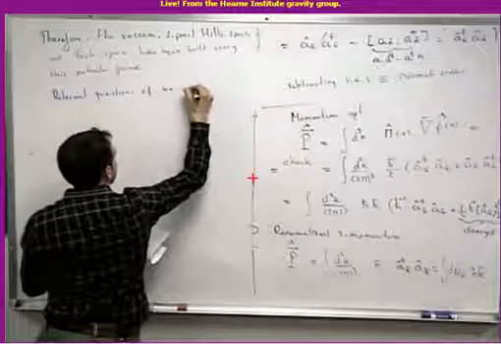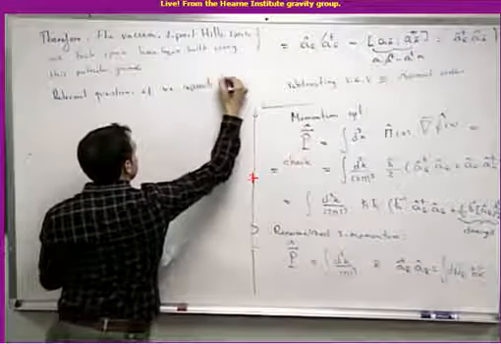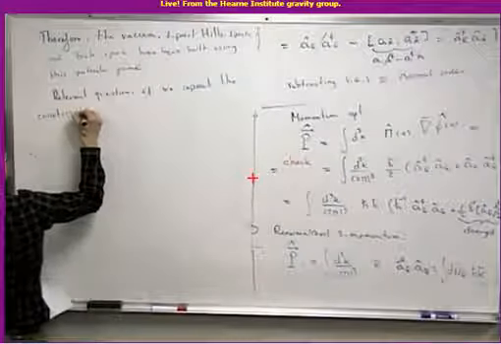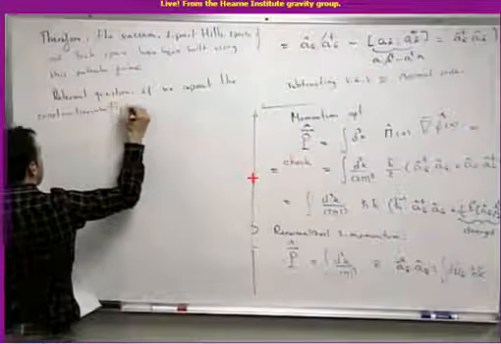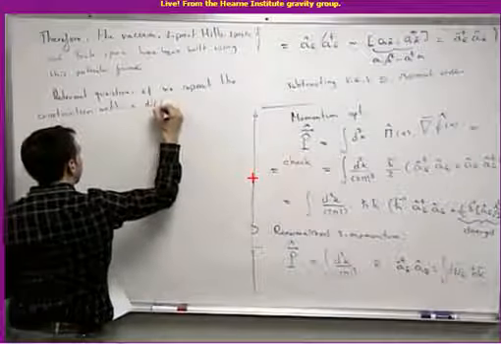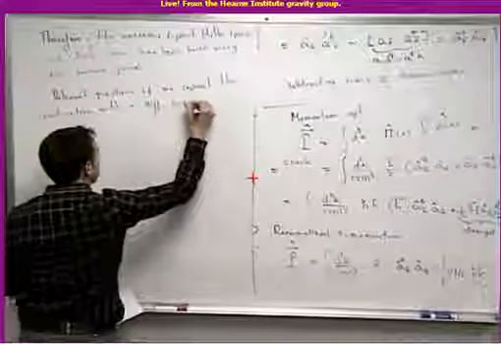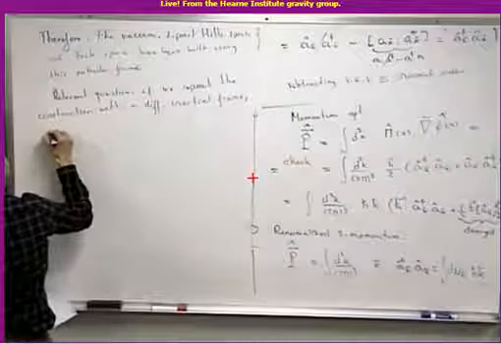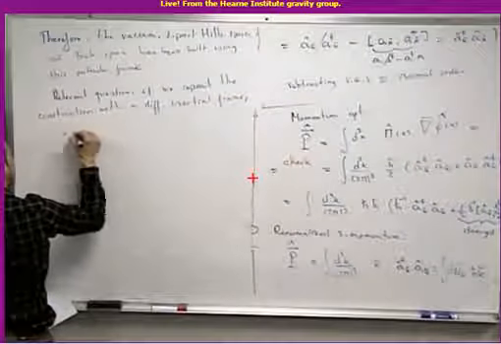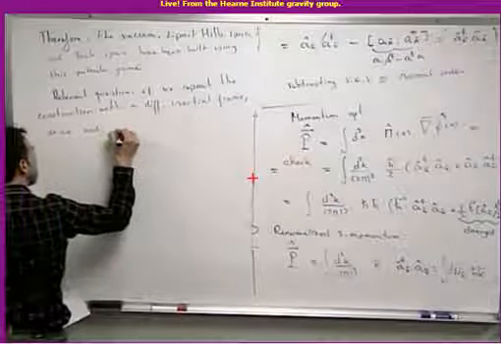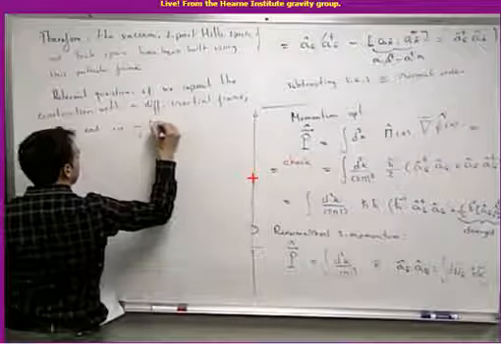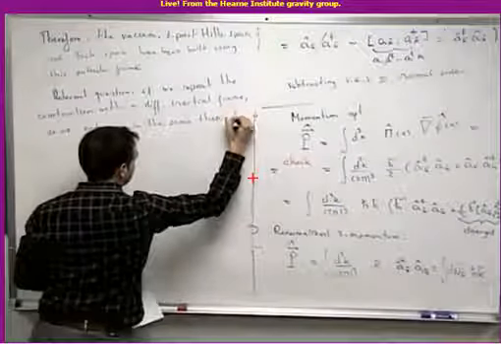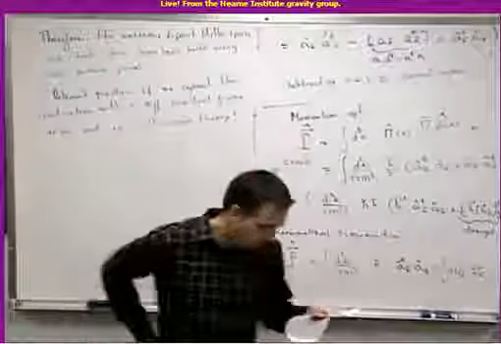If we repeat the construction with a different inertial frame, do we end up in the same theory, or something physically, mathematically equivalent?